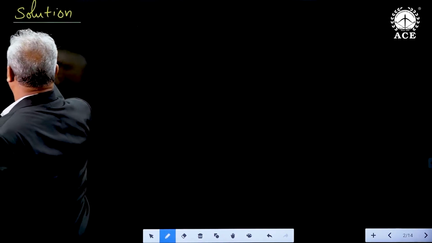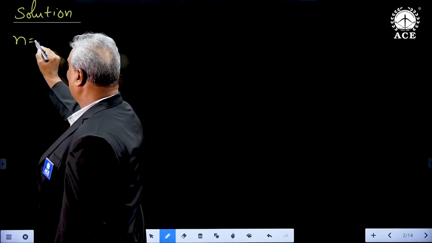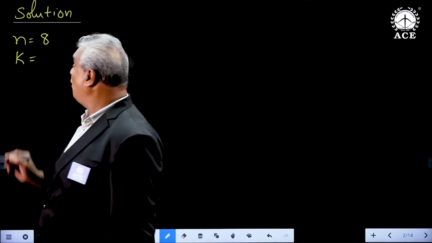What is n? N means number of instructions. How many? 5. Number of instructions 8. What does k tell? Number of stages. How many? 5.